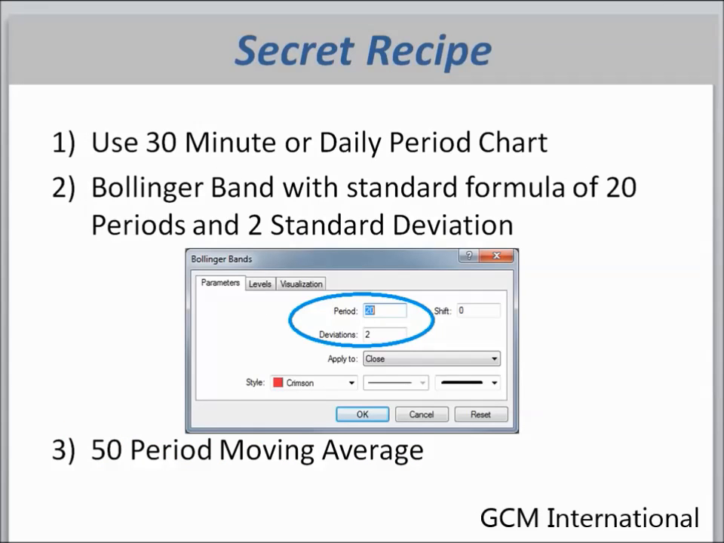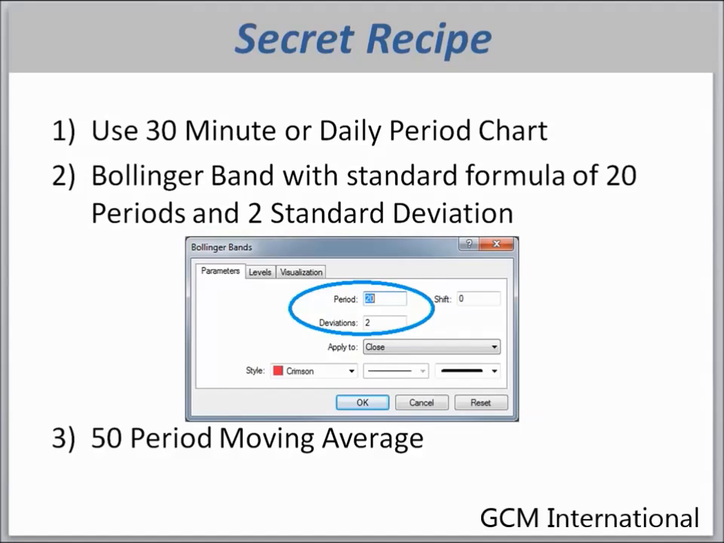Before we get to that, here is our little secret recipe in putting together the strategy. Okay, so we're going to use a 30-minute or daily period chart. I've found in my own trading that the 30-minute charts or the daily period charts work best for the Bollinger Band strategy. I'm not really sure why. I have a couple theories, but I'm not going to get into that. Just in general, the 30-minute and the daily chart works the best.